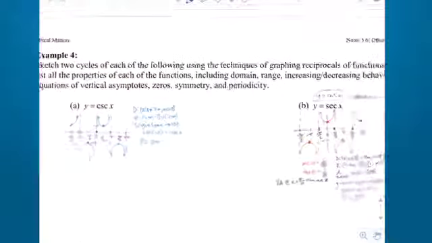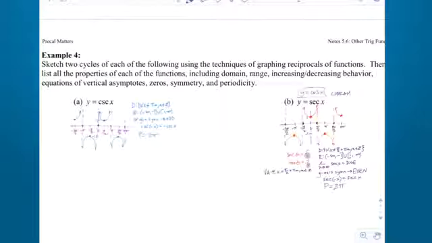All right, so you don't have to memorize secant and cosecant. They come for free if you know the graph of sine and cosine.